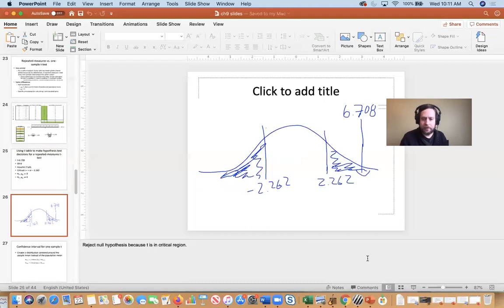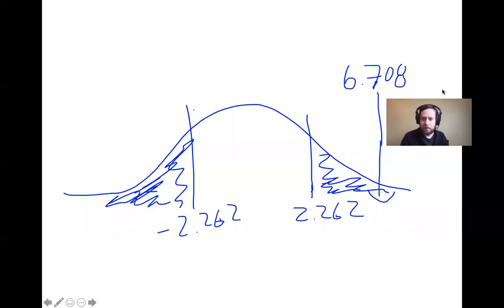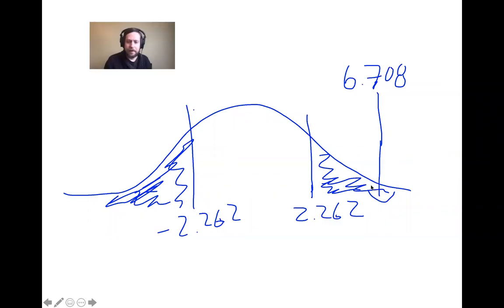So here I'm showing you a drawing of the distribution to help you picture whether we should accept or reject the null hypothesis. Here's the calculated t, 6.708 for our repeated measures t-test. Here are those critical t values right here, negative 2.262, positive 2.262. Not shown, but inferred, is that the center of this distribution is t equals 0, right in the middle.